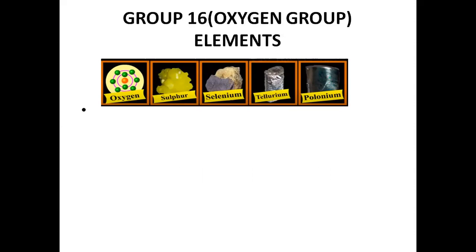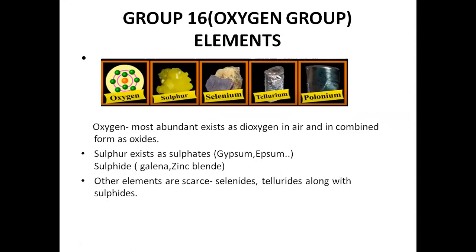Good morning to all. Next topic is about group 16, the oxygen group of elements. The elements present in group 16 are oxygen, sulfur, selenium, tellurium, and polonium. The first four elements we call the chalcogens, because many metal ores occur as oxides and sulfides.